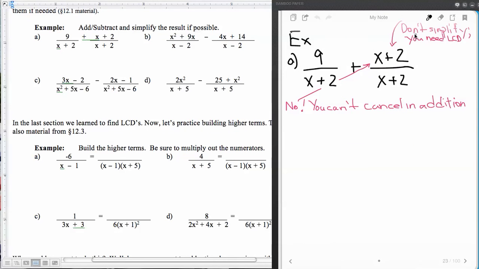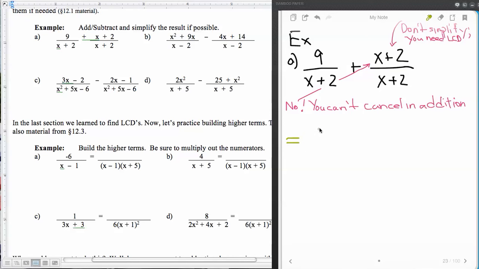So first off, I want you to realize that x plus 2 over x plus 2, you can't simplify it because you need the LCD. Second of all, there is no canceling across an equal sign, so don't even try it. So just a couple of warnings there, because those are things that students try to do quite often.